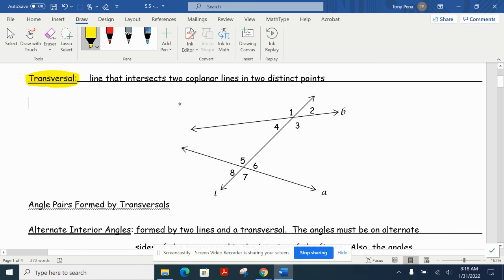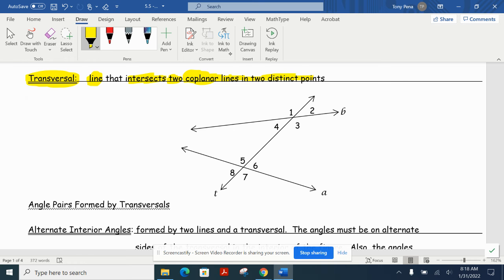All right, a transversal is first and foremost a line. It could also be a segment or ray, but in this case we're saying a line. It is a line that intersects two coplanar lines. So it's got to run into two different lines that lie in the same plane. Nothing we do is in a different plane at this point, so you don't necessarily worry too much about this word. And it's got to intersect at two different points.